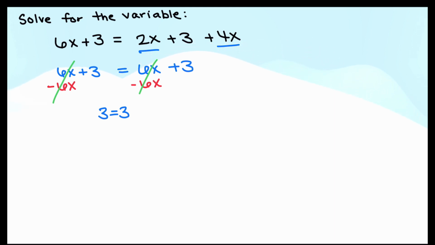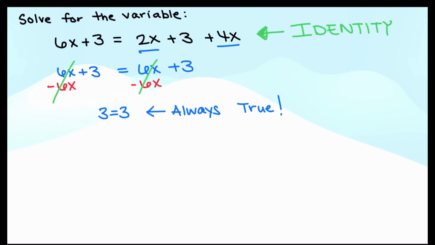This is one of my special cases. We're left with this statement 3 equals 3, which is always true. What that means is my equation is called an identity. That means no matter what I plug in for x, could be any number, I will still get a true statement. You could try for yourself. You can plug in different numbers like x equals 1, x equals 2. It doesn't matter what you plug in, you will always be left with a true statement.